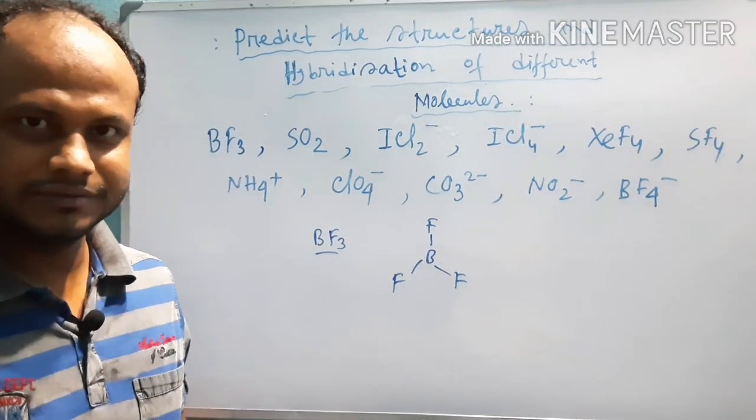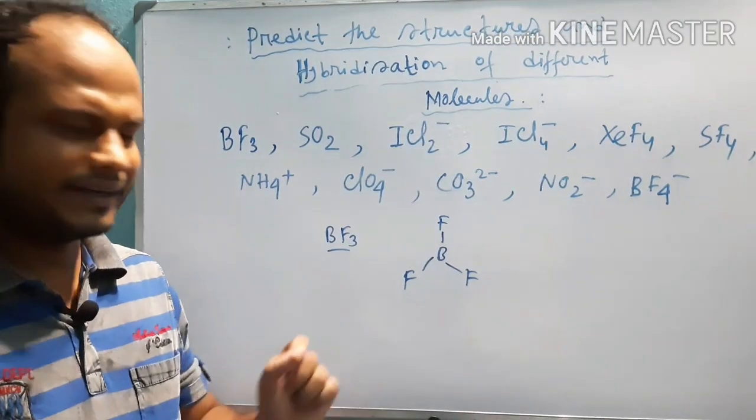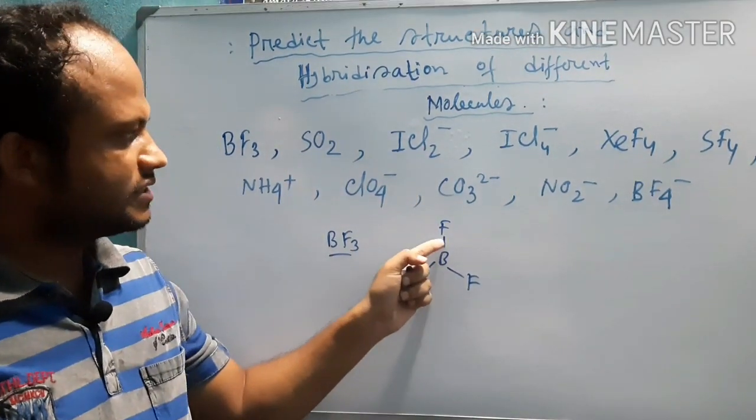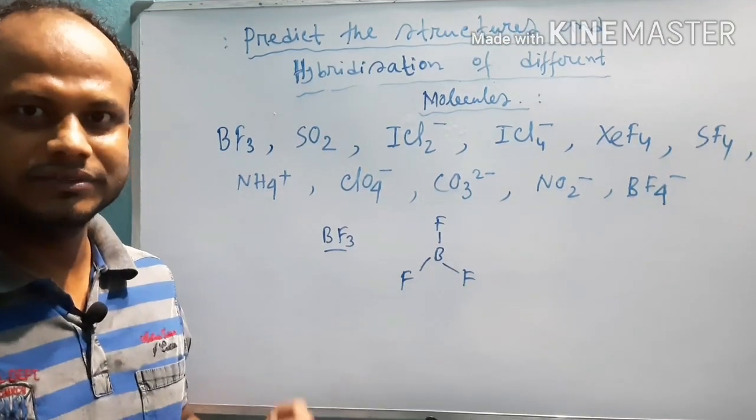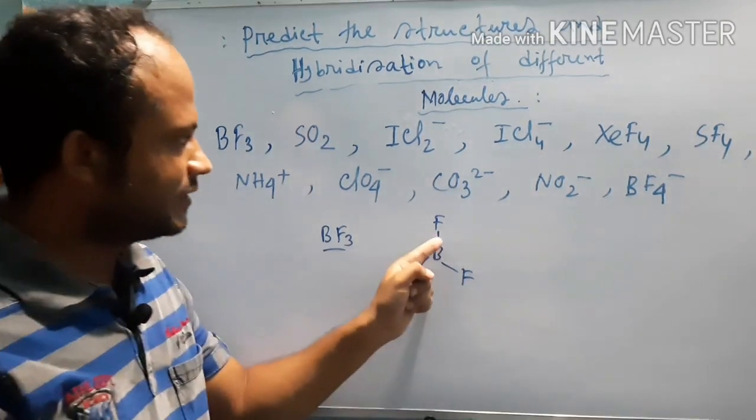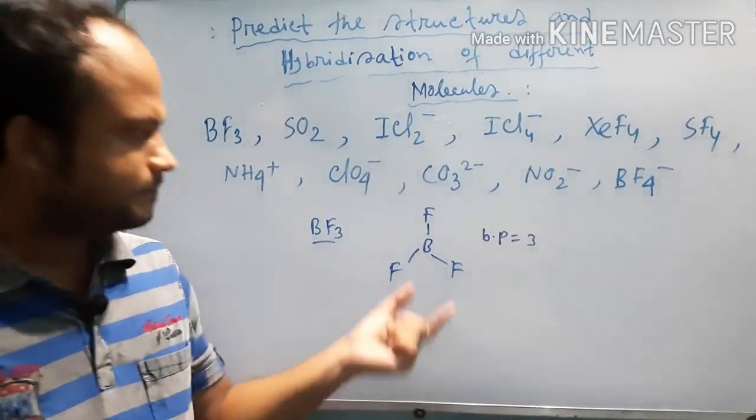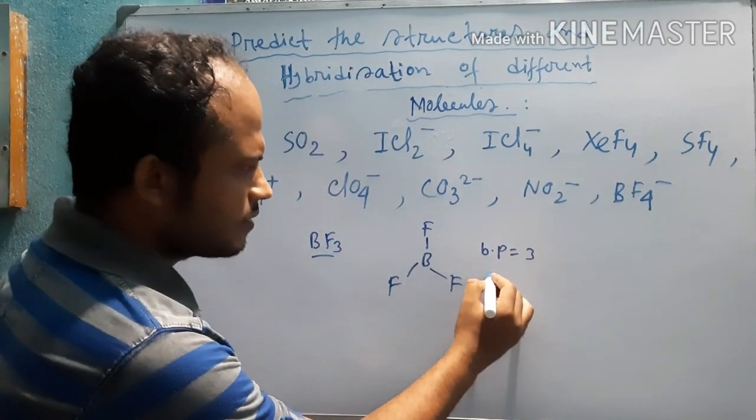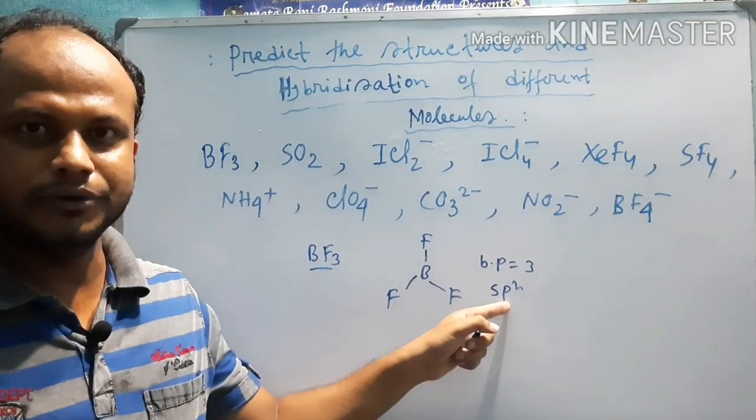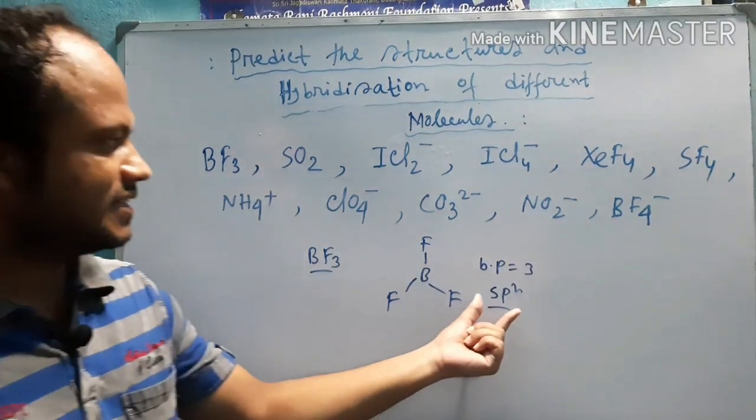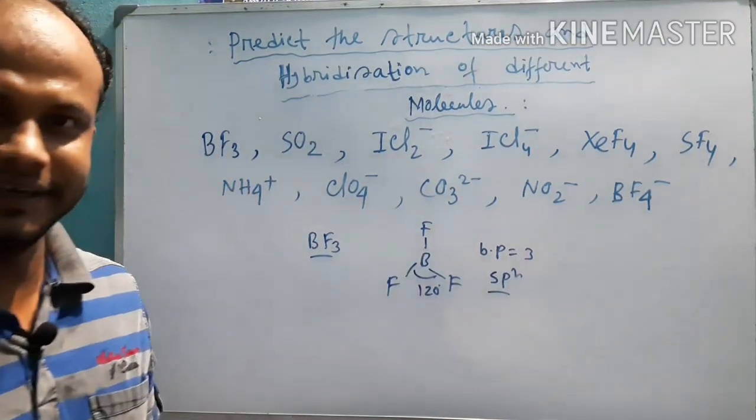3 sigma bonds. You already know the definition of hybridization, and in hybridization, sigma bonds and lone pairs of electrons take part. So here bond pair equals 3, so hybridization is also 3, that is sp2. One is s orbital and 2 is p orbital, that is sp2, 3 bonds. The bond angle is 120 degrees.